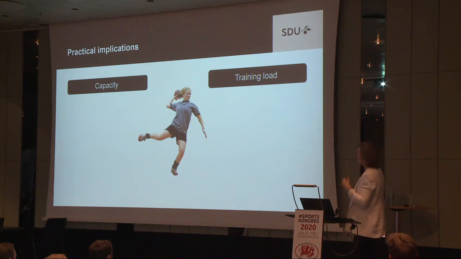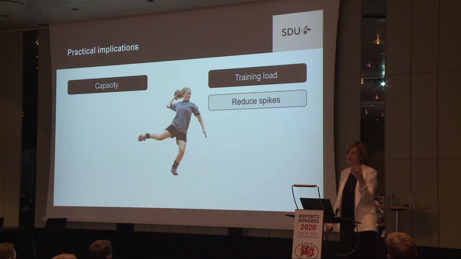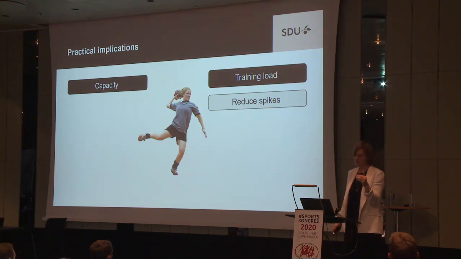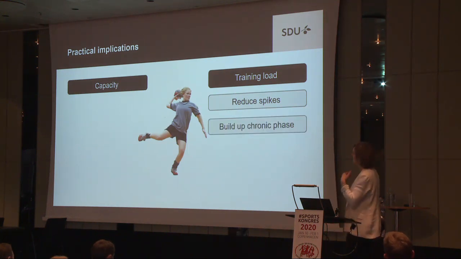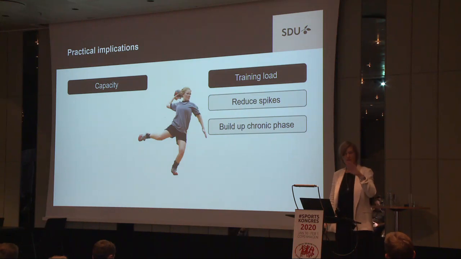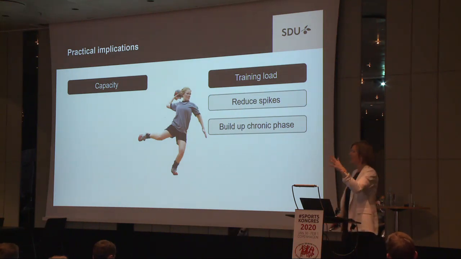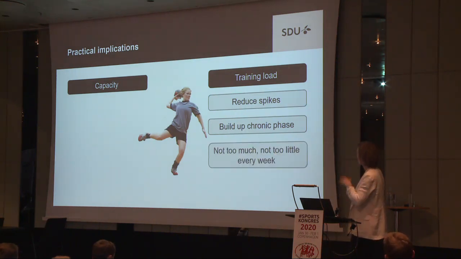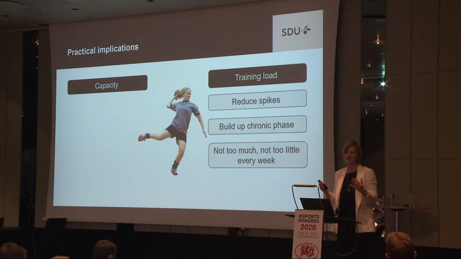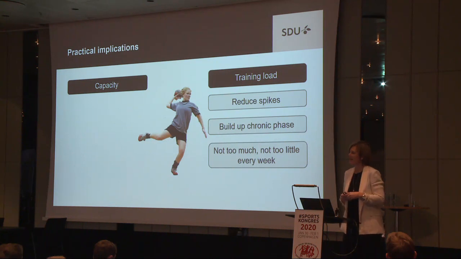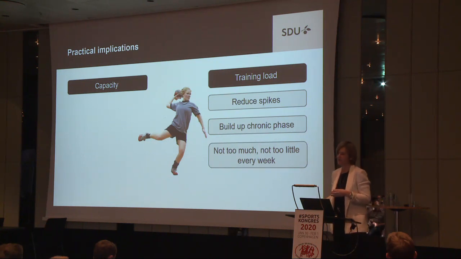Okay, so how can we put this into practice? It makes sense to reduce spikes. It makes sense that we need to build up the chronic phase. We just cannot say how much. We don't have the exact cut point. And it's still important, not too much and not too little in one week. It's common sense, and you are experts on this. And when you rehab injuries, you just have to move this upstream and apply it also in primary prevention, I think.